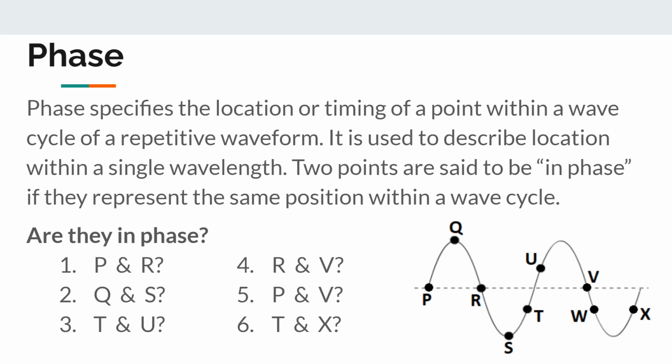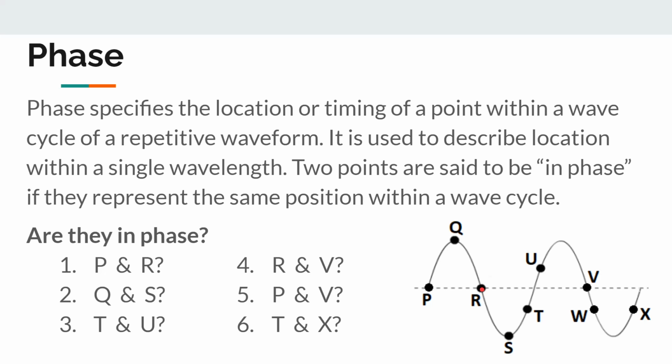Okay, you could even just write down that last sentence there if you wanted to, but we are looking at the specific point or timing within a waveform, and if you have two points that are at that same point in the wave, then they're said to be in phase. Okay, so let's see if we can look at some different points on this wave. You'll see a wave down here with a lot of points labeled P through X. And I'm just asking you, are they in phase? So if we compare point P and point R, are they in phase?